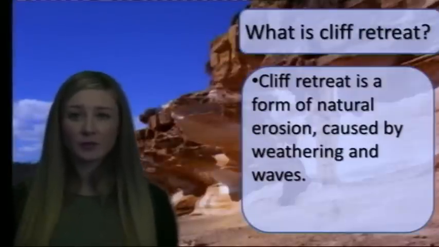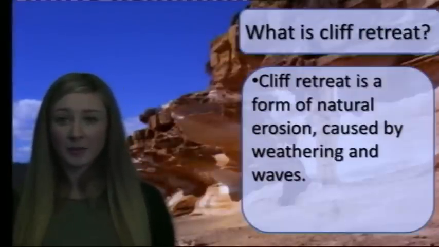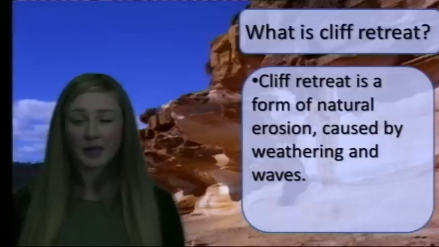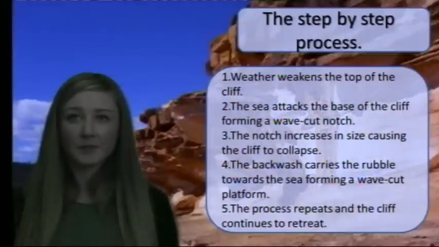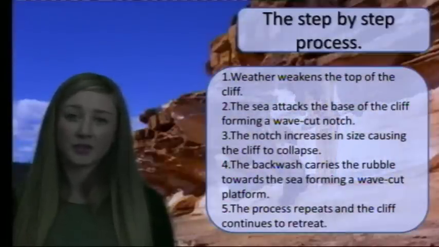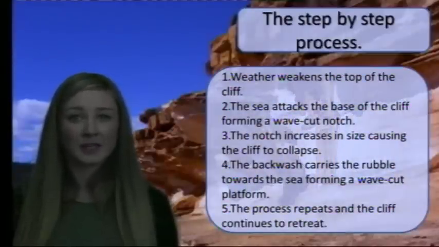Well, it's a natural form of erosion which is caused by the waves at the base of the cliff, and it is also enhanced by weathering, from biological weathering or chemical weathering coming from the sky, affecting the top of the cliff as well. So first of all, weather is going to weaken the top of the cliff, which is going to make it a little bit unstable.